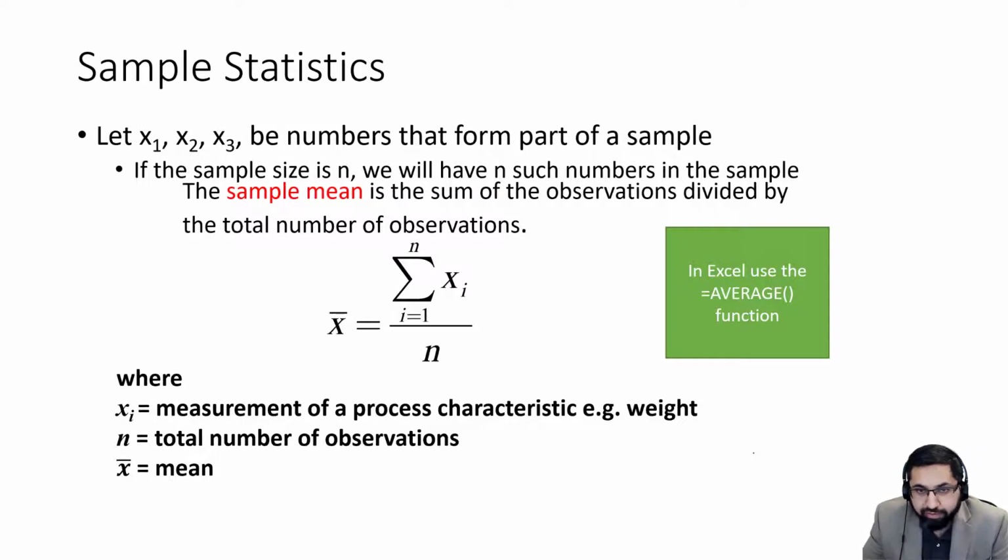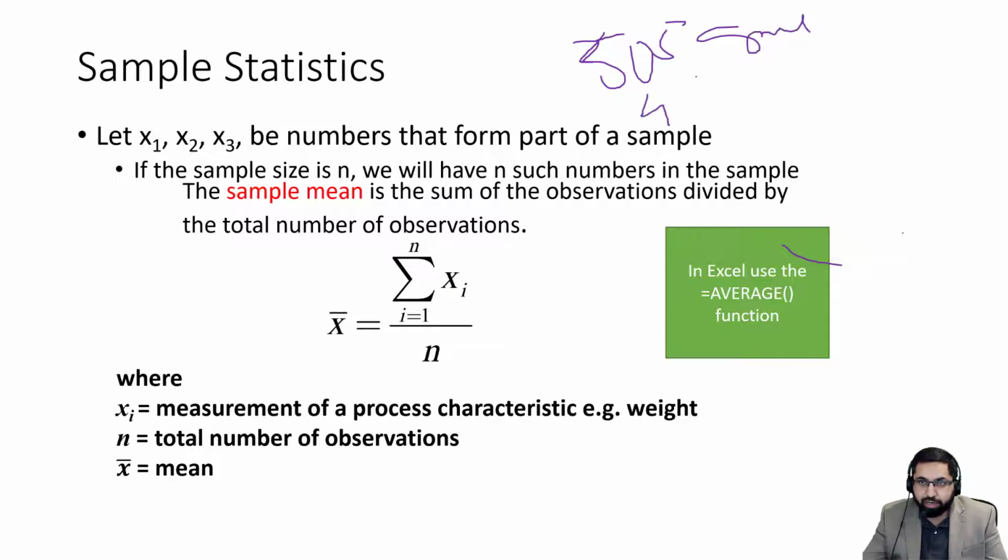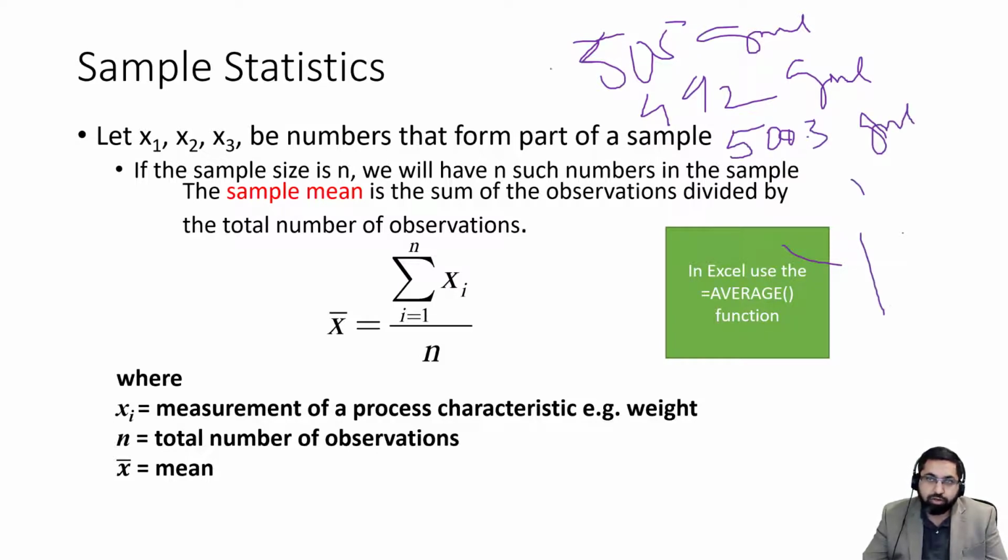The first thing is, a sample is just some values we measured from the process. Imagine you have a machine which fills up bags of coffee, and you take a sample of 10 bags and you measure their weights in grams. So maybe the first bag was 505 grams. The next bag was 492 grams. The next bag was 500.3 grams, and so on. So you take a sample of 10 values, you have 10 numbers like that.